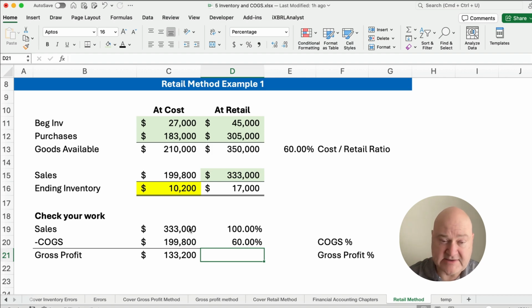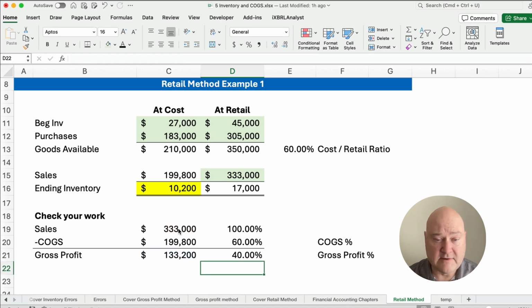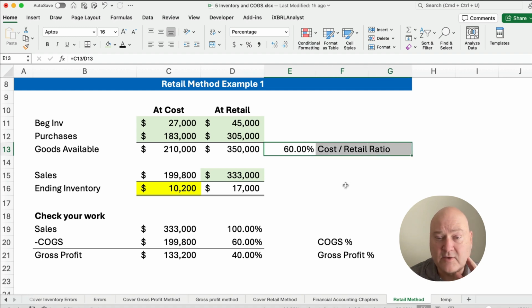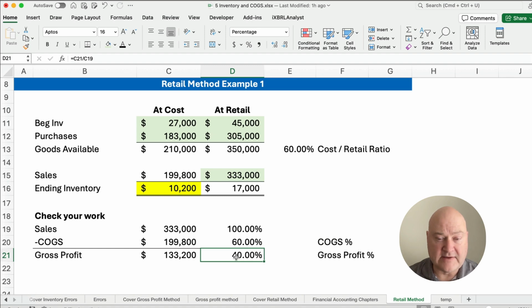Let's talk about that in just a second. 133 divided by the 333 gives us 40%. So let's think about this. The cost retail ratio is 60%. Typically, we call this the cost of goods sold percentage, or the other side of that, 100 minus 60 is 40%, gives us the gross profit percentage.